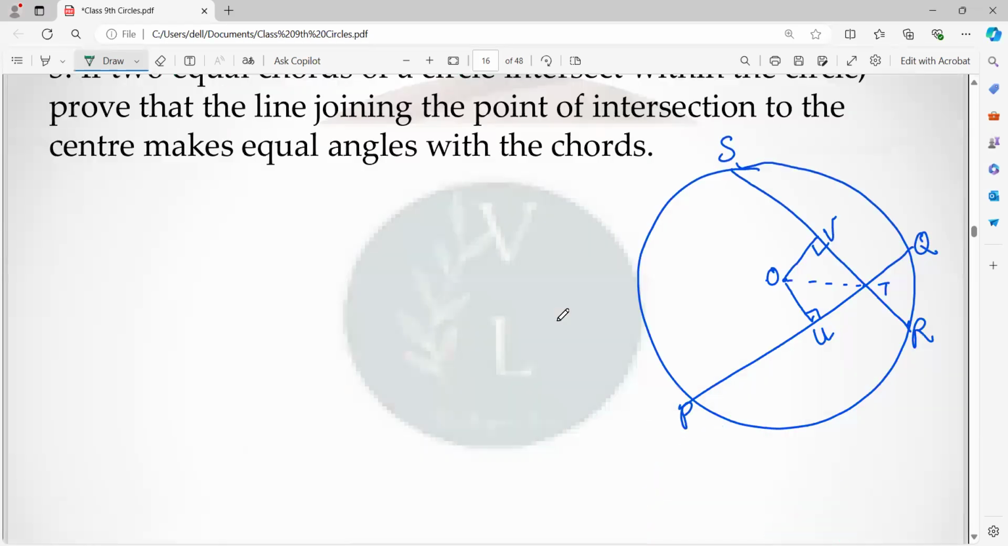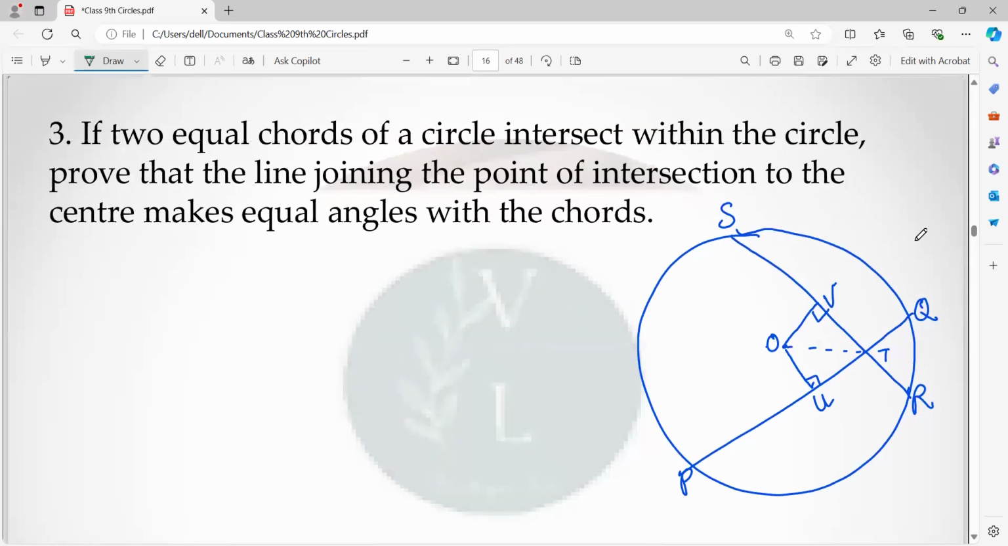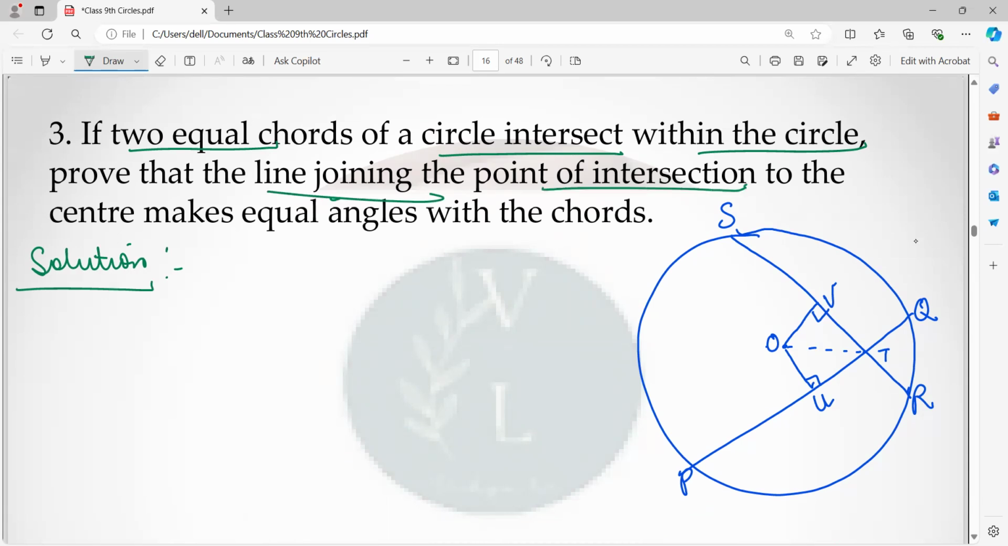Wonderful. Now, the question number 3 we have, if two equal chords of a circle intersect within the circle, again, like the previous one, again, we have given two equal chords, that is PQ and RS are the two equal chords intersecting at point T. Now we need to prove that the line joining the point of intersection to the center makes equal angle with the chord.